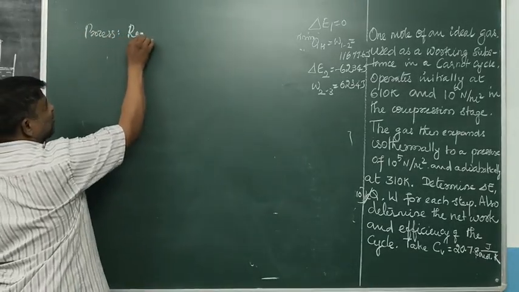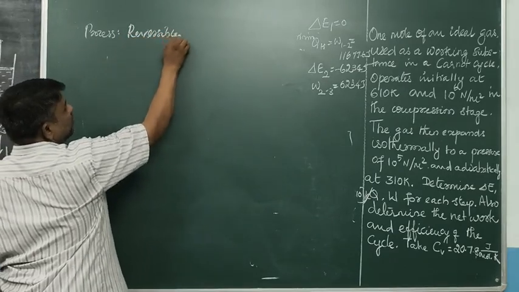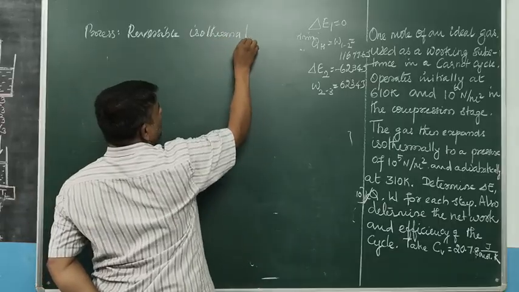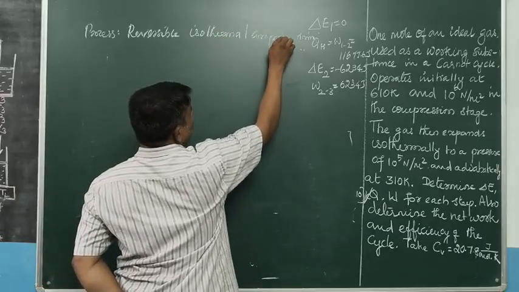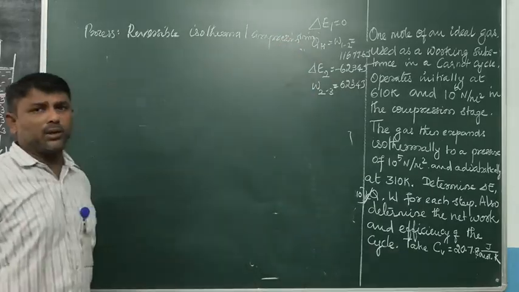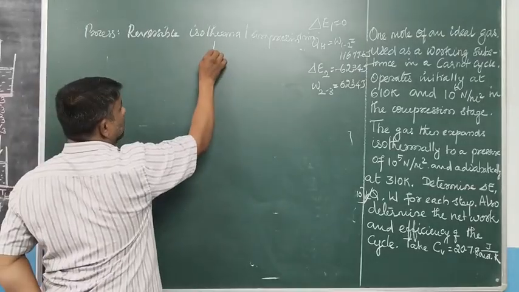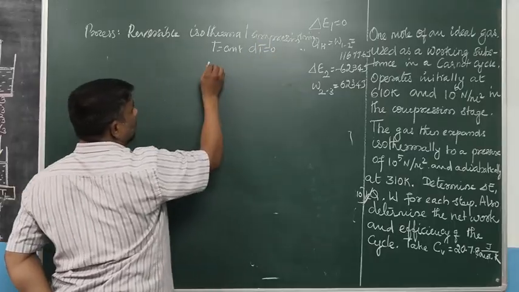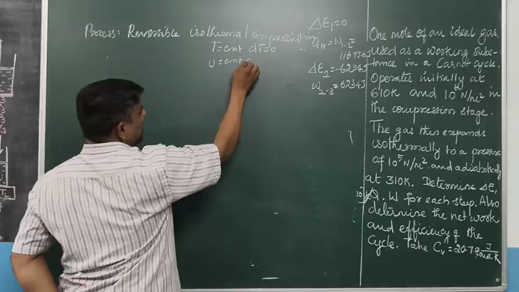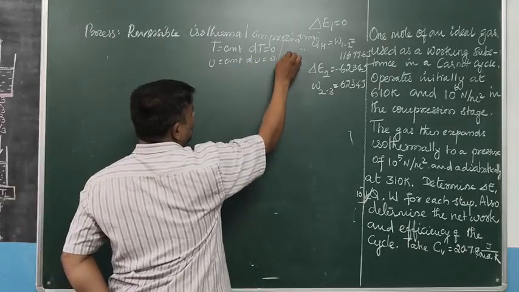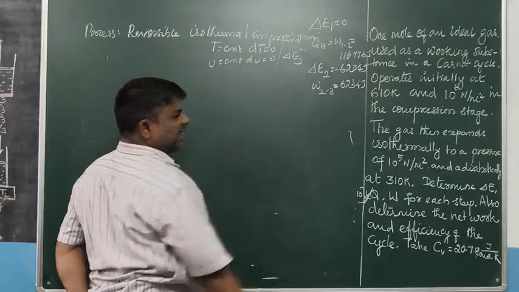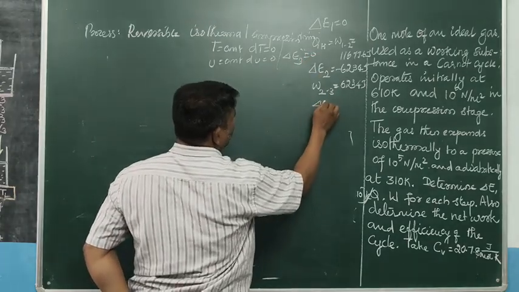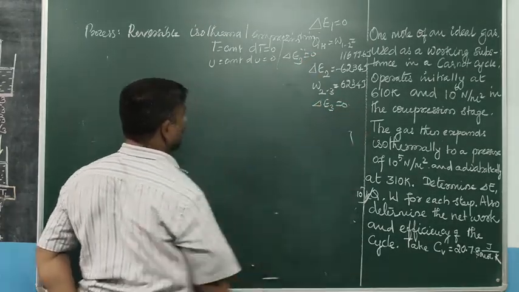reversible isothermal compression process. Reversible isothermal compression process. Isothermal means T is equal to constant and changes in temperature is equal to 0. U is equal to constant and changes in internal energy is equal to 0. Hence, energy change during the process 3 is equal to 0. So, del E3 is equal to 0. Okay.